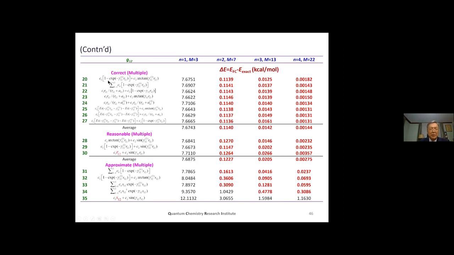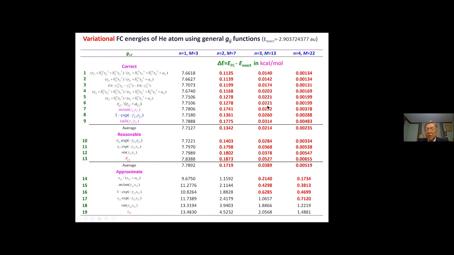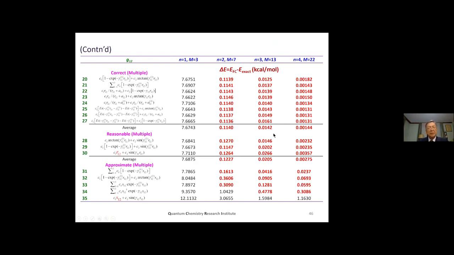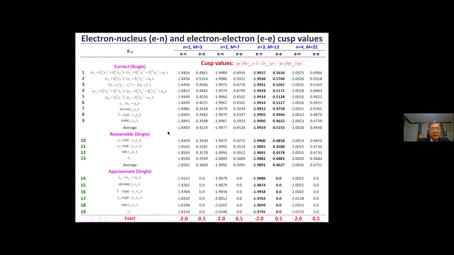When you use multiple functions, two correct functions together, then you can get a better result. When we compare, this is the 0.01 region, but this is the 0.02 region. So this is better. That improvement is obtained using multiple functions. This is the cusp value, and you see only this is enough. It should be minus 2.0 for electron-nuclear, all close. Electron-electron 1.5. These are close, but not so much, and this is approximate. Similar result.